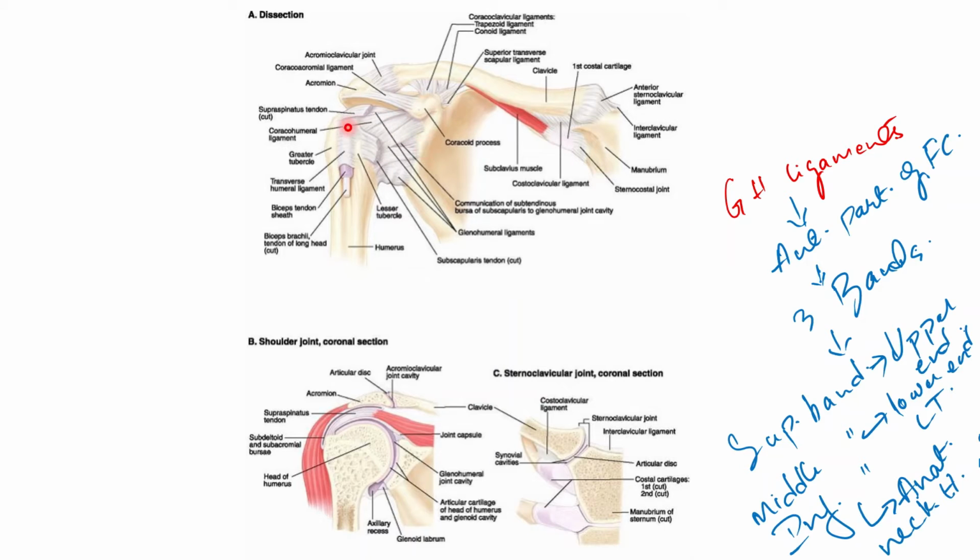The superior band is attached to the upper end of the lesser tubercle. The middle band is attached to the lower end of the lesser tubercle, whereas the inferior band is attached to the lower end of the anatomical neck of the humerus. These three fibrous bands together make up the glenohumeral ligaments of the shoulder joint. They are not separate ligaments, but the thickened anterior part of the fibrous capsule itself.